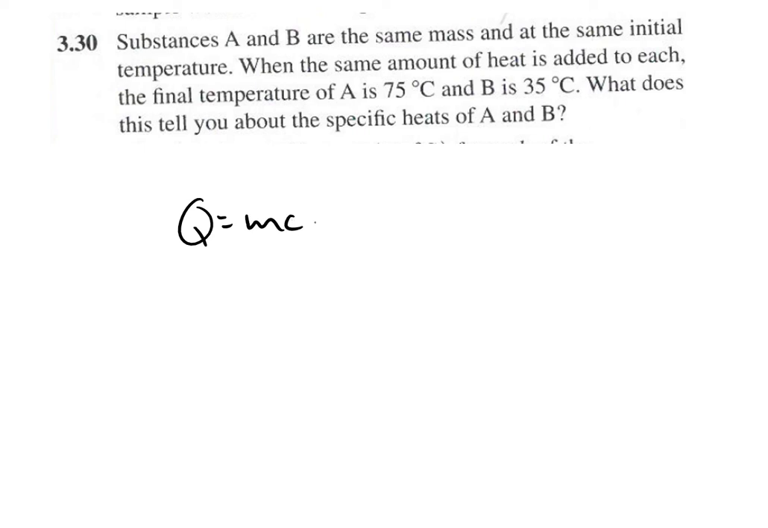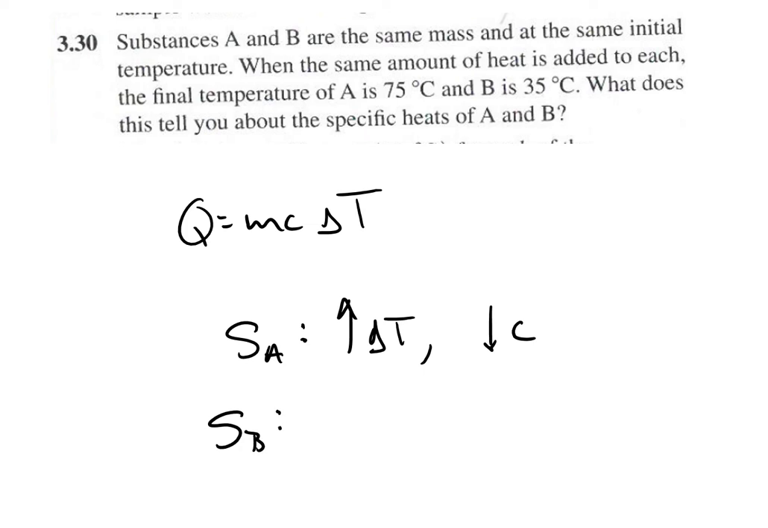This is really the same problem we saw earlier. Again, if specific heat is a resistance to a change in temperature, sample A went through a high change in temperature and therefore must have a low specific heat. Sample B went through a low change in temperature and therefore must have a high specific heat. So what does it say about the specific heats of A and B? Well, we don't know exact numbers, but we do know the specific heat of B has got to be higher than the specific heat of A.